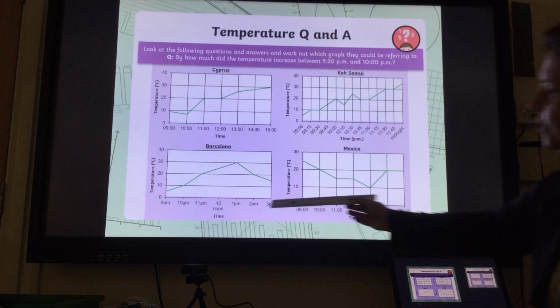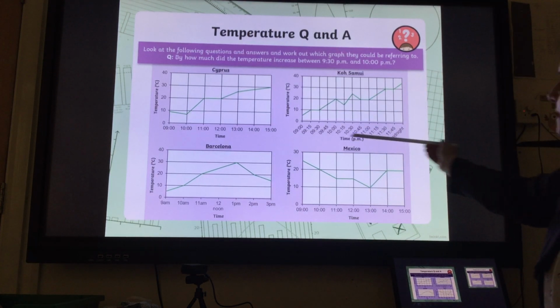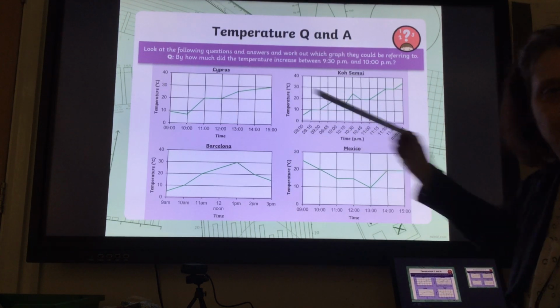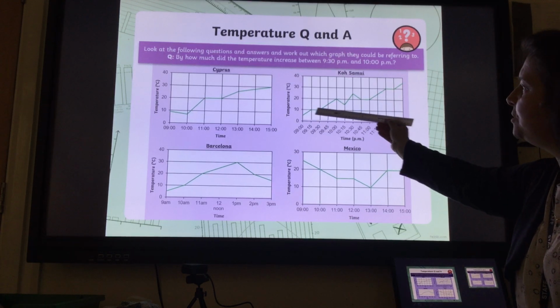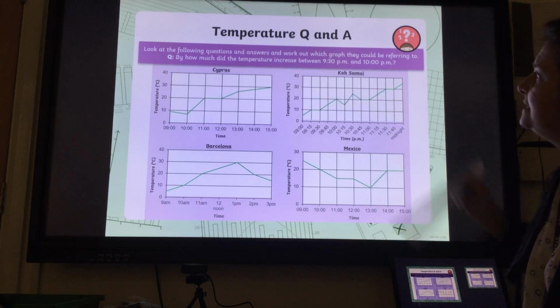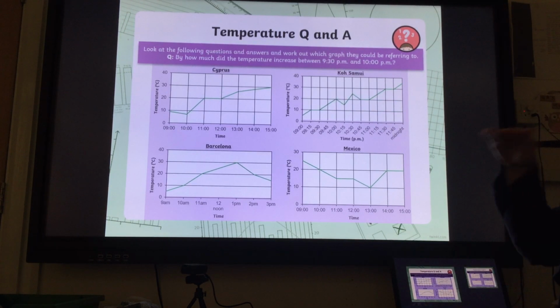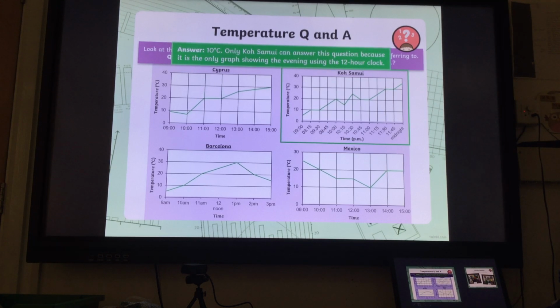Okay, so these are all morning times. This is the only one that's got midnight on it. So these must be p.m. times. And at 9:30, the temperature was 10 degrees. And at 10 o'clock, the temperature was 20 degrees. So how much did the temperature increase? 10 degrees to 20 degrees. Okay.